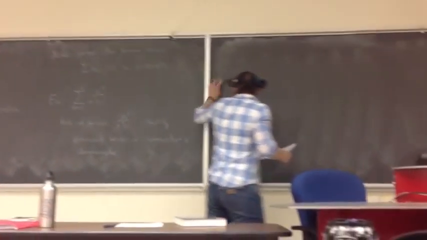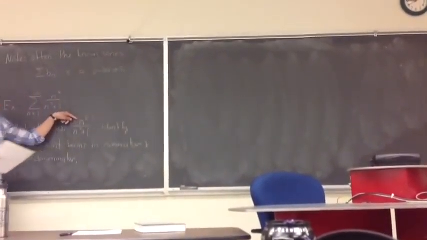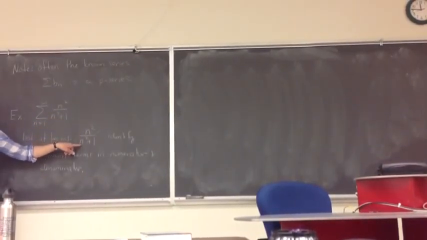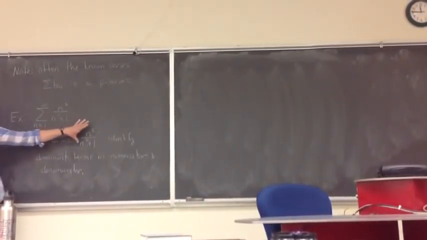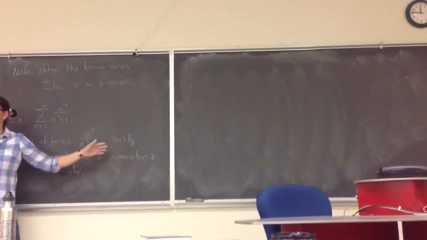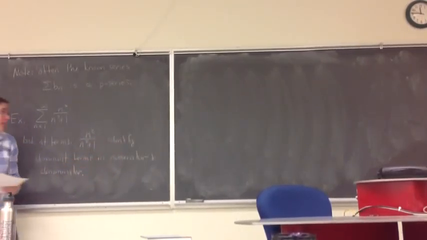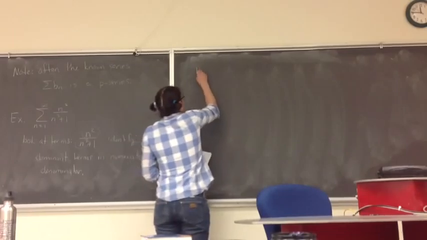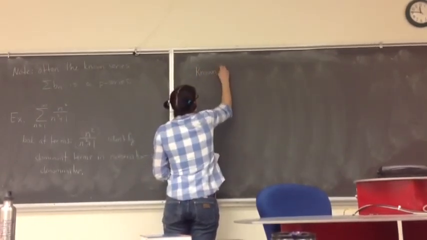So that means that I'm looking here at the numerator. The highest power in the numerator is the n squared. The highest power in the denominator is the n cubed. So I'm going to just look at those dominant terms and ignore all the lower powered terms that are going on here. And so here's how I'm going to choose my known series.